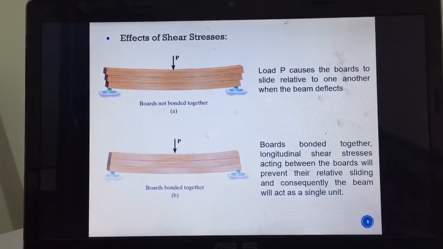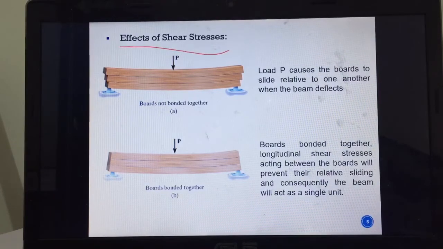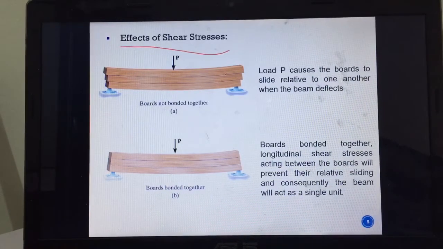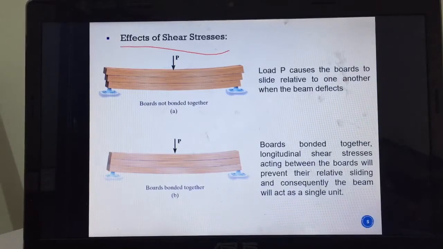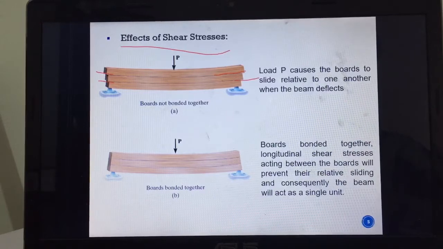Okay, so we'll look at the effect of shear stress. This is a physical effect. You can try it on your own. If you have 3 boards, and you do not bond them together, and then you apply the load, you make a simply supported beam or whatever, and you apply the load P on the top. What will happen is that they will slide between them when the beam deflects.